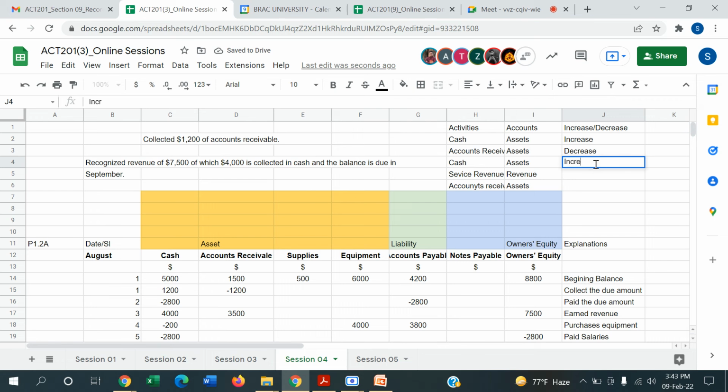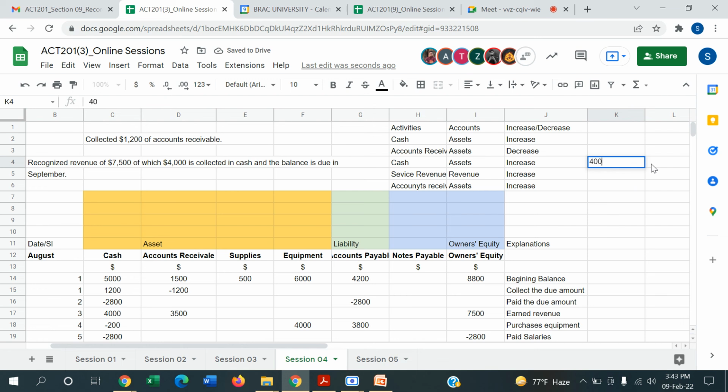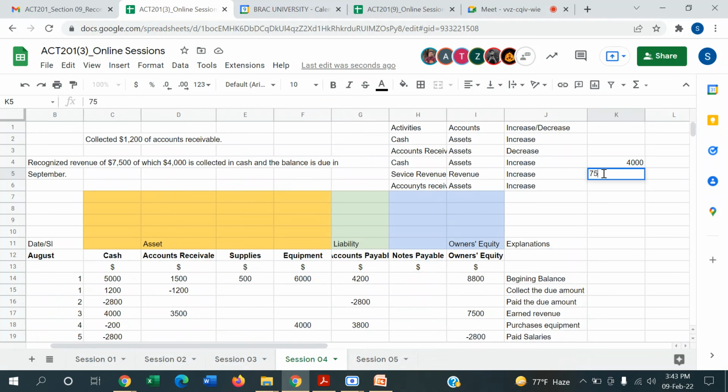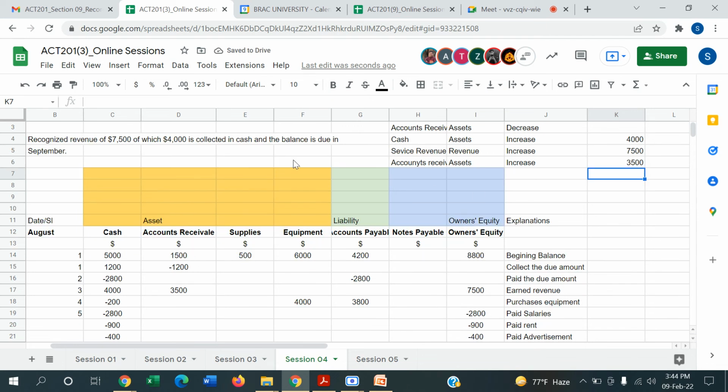Cash increase, revenue increase, asset increase as well. How much should be the amount? You have received 4000 cash. Sales was 7000. Is it 7000? 7500. Thank you, sir. And the remaining amount, 3500, will be received later on. So this is the analysis.